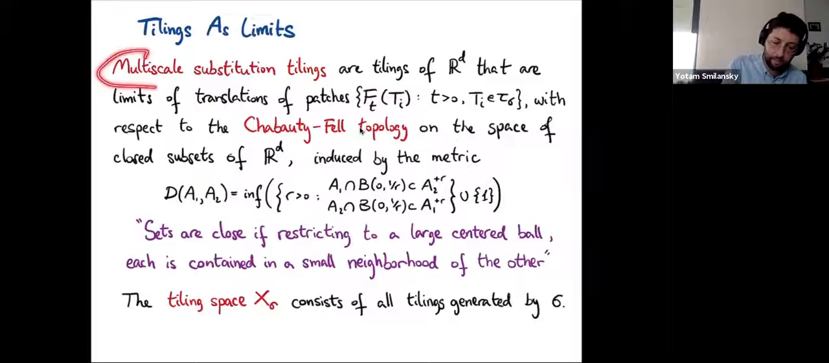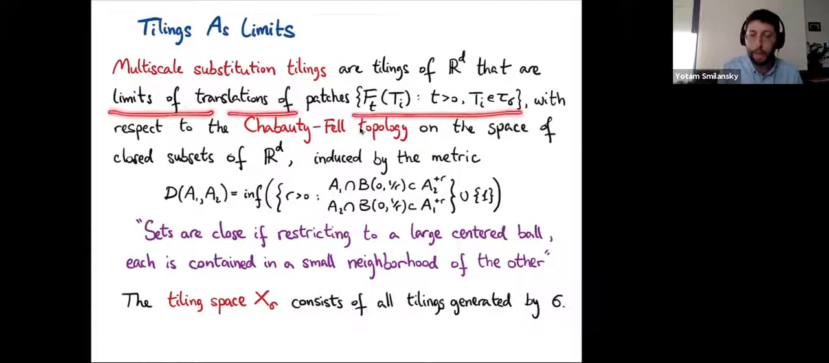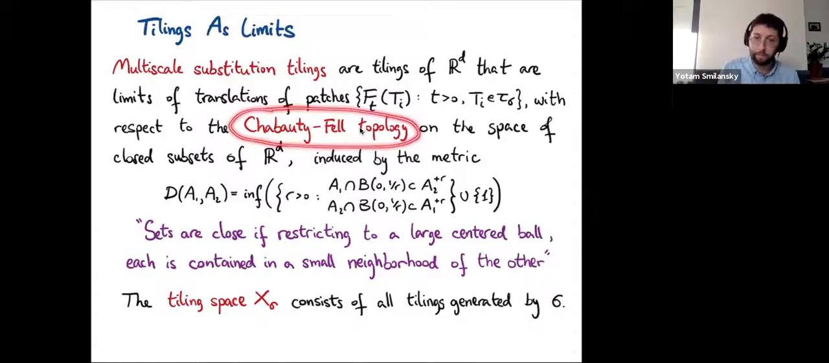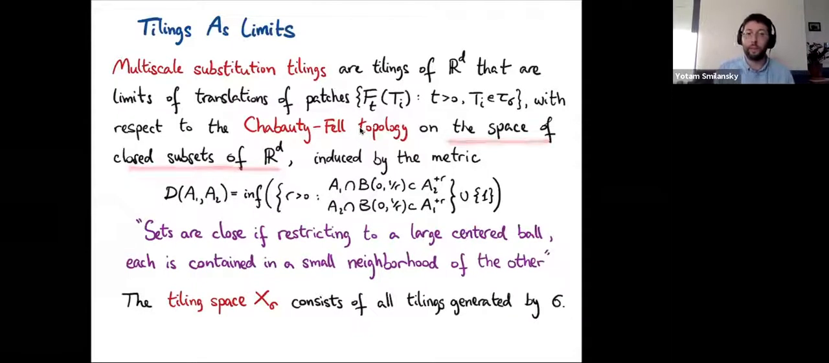Our tilings are defined as the limits of translation of these patches that come from the flow with respect to what is called the Chabauty-Fell topology. It has many different names, but I think these are the most standard ones in metric geometry and metric group theory. Chabauty-Fell topology, which is defined on the space of closed subsets of R^D. So we can identify a patch with a closed subset of R^D.